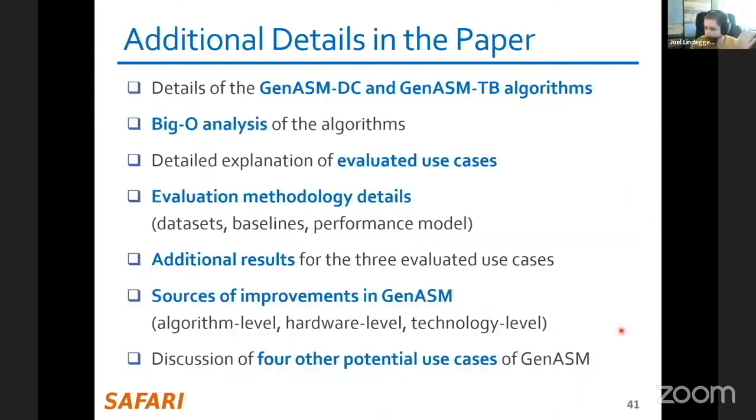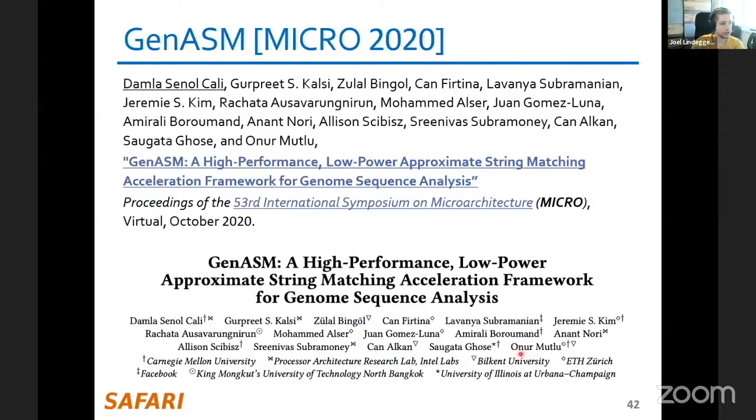The full paper goes into much more detail in several areas, including computer science aspects like big O analysis, but also, of course, a much more extensive evaluation and discussion of why exactly GenASM is better, and all of these additional use cases that I didn't go into now. So this is the paper. This was, by the way, presented at MICRO 53 in 2020, and it's available online. It's also on arXiv, of course.